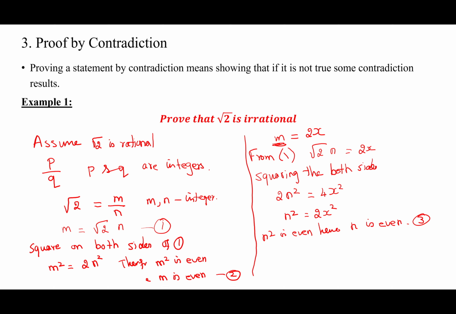So from 2 and 3, we see that m and n have a common factor 2, right? Here m has the common factor 2 and n also has the common factor 2. This is a contradiction to our earlier assumption that m and n have no common factors. Therefore, our assumption that root 2 is rational is wrong. Hence, root 2 is irrational.